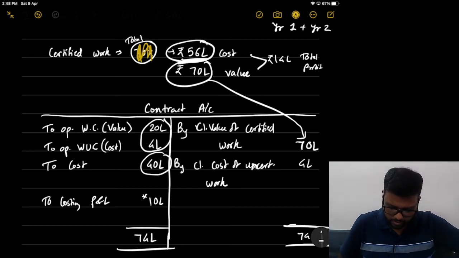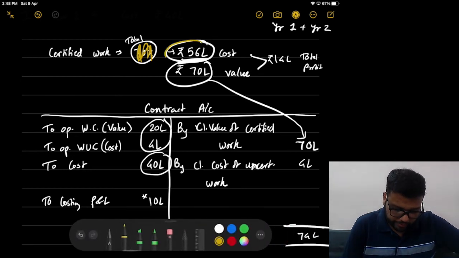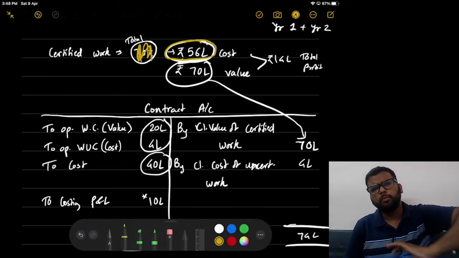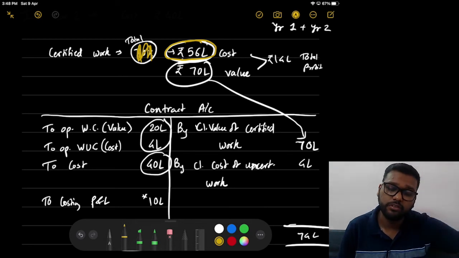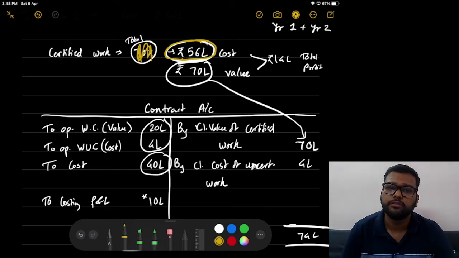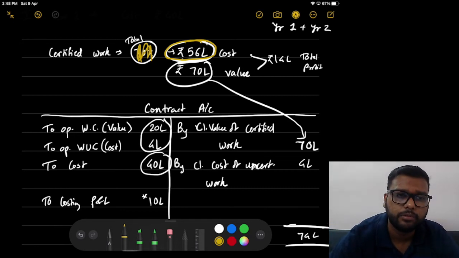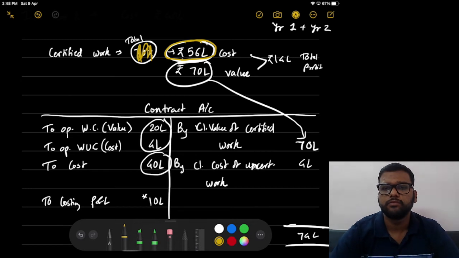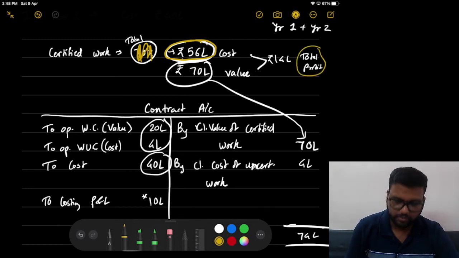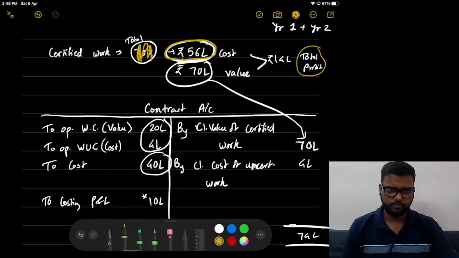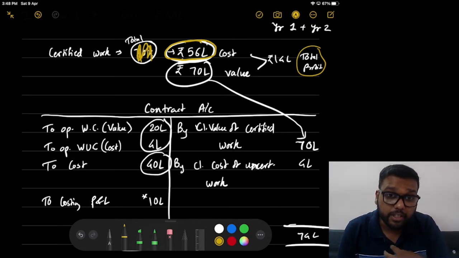Yes, sir. This is the cost of certified work. Fine. But how much is the cost that we have paid till now? Total cost. Don't think about certified and uncertified. What is the total cost that we have incurred till now? Total cost is 56, right? Total cost that we have incurred till now.